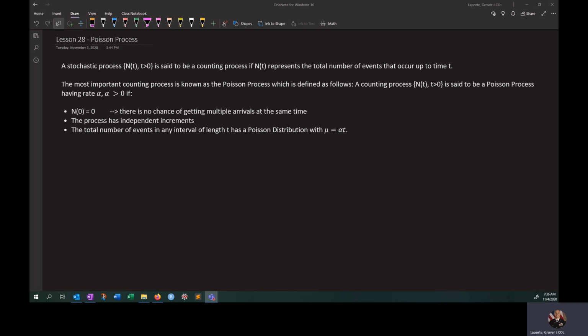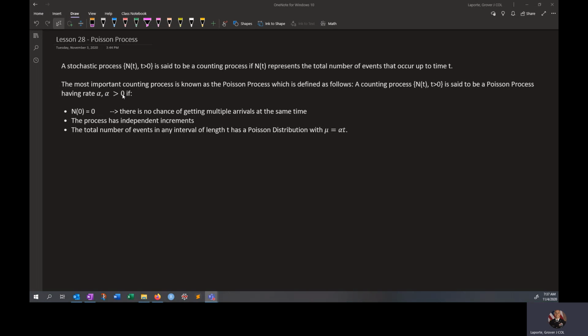So it's a little more mathy maybe than some of the other ones, but that's okay because in class we'll worry about the programming aspect of it. Okay, so let's start off with what a stochastic process is. So it's a counting process. If this N of t with t greater than 0 represents the total number of events that occur up to time t, or in that window of time t.